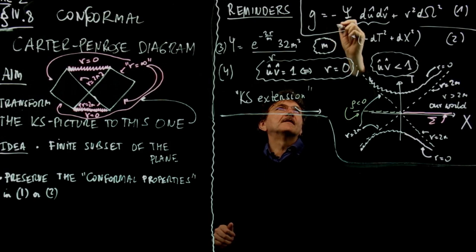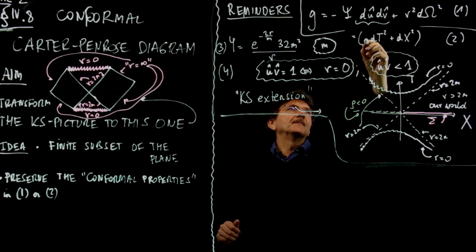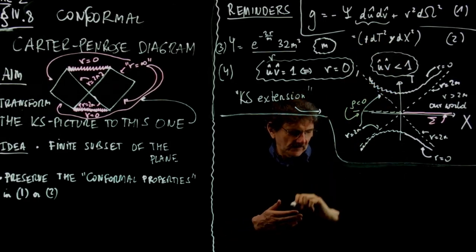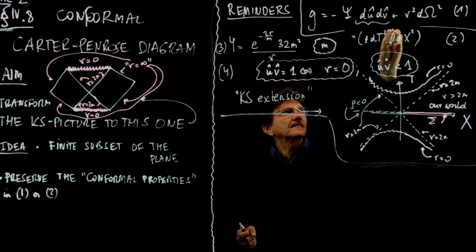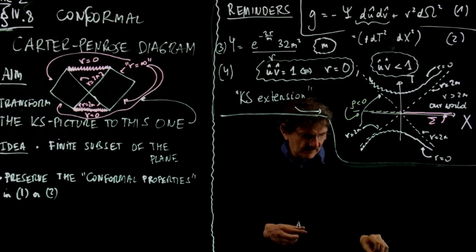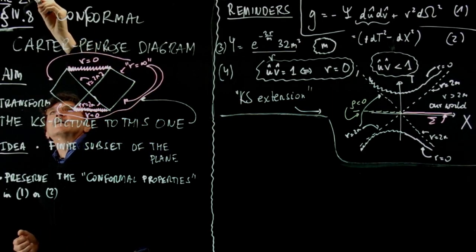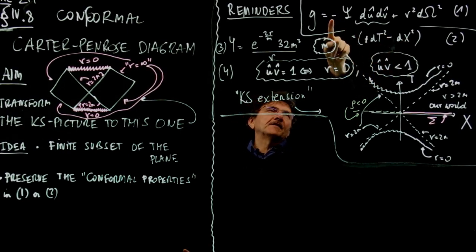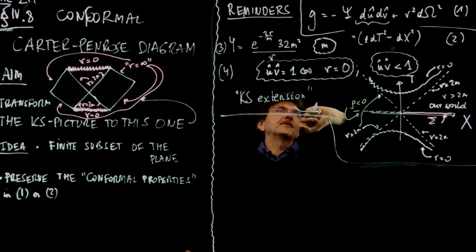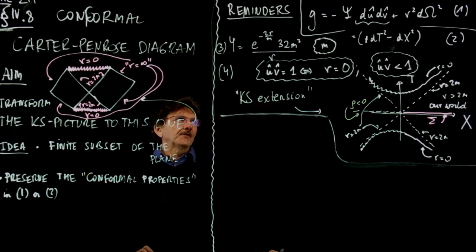So I think that the right signs here were plus and minus. Shame on me. Third mistake today. Good. So in any case, if you just include this minus here, that's the Minkowski metric, multiplied by a positive function. Okay, that's what it is. So this is this conformal property.